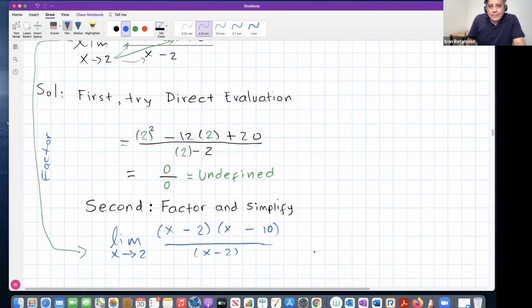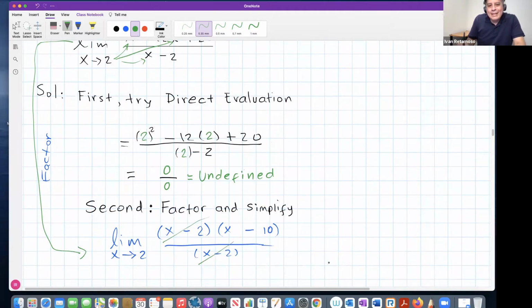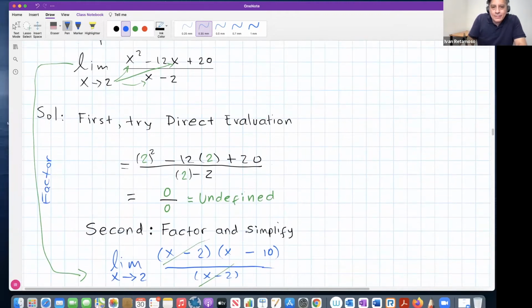But now, when you look back here, you notice that these two factors are the same. So this means that we can eliminate them. And this is telling us that this complicated function that they gave us is just this, it's simple, it's just x minus 10.